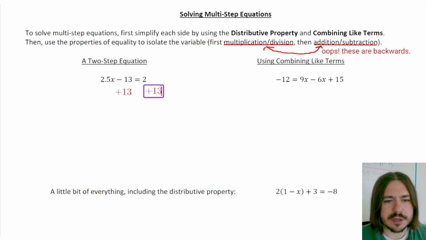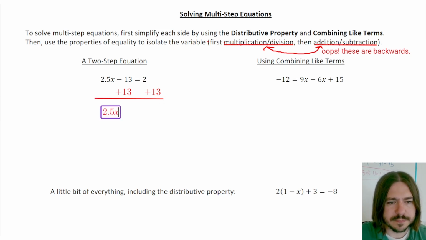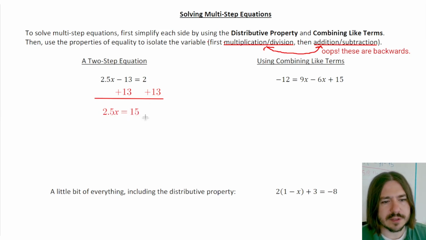So I'm going to add 13 to both sides, and that's going to give me 2.5x equals 15. And then I want to divide both sides by 2.5. So again, take care of the addition and subtraction first, followed by the multiplication or division.